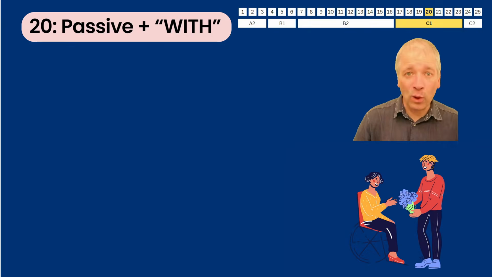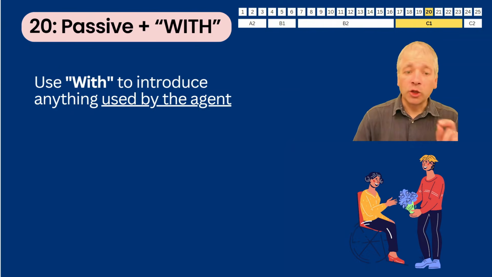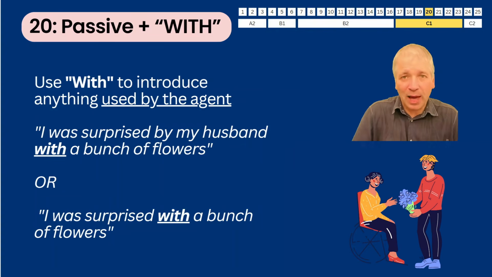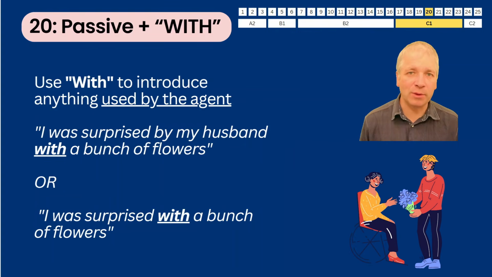Passive and with. Use with to introduce anything used by the agent. For example, I was surprised by my husband with a bunch of flowers. With introduces what my husband used to surprise me. He used a bunch of flowers. I was surprised by my husband with a bunch of flowers.